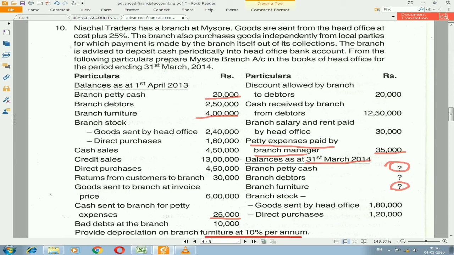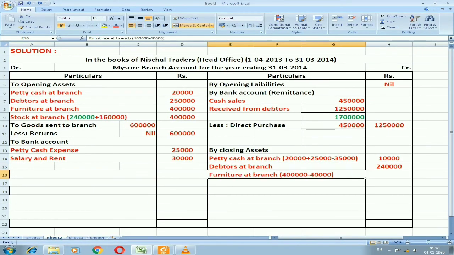If we have any depreciation, we are supposed to deduct that, and then consider it as the closing balance. 4 lakh, if I take 10% on that, I'll get 40,000. 4 lakh minus 40,000, I'll get the closing balance as 3,60,000.